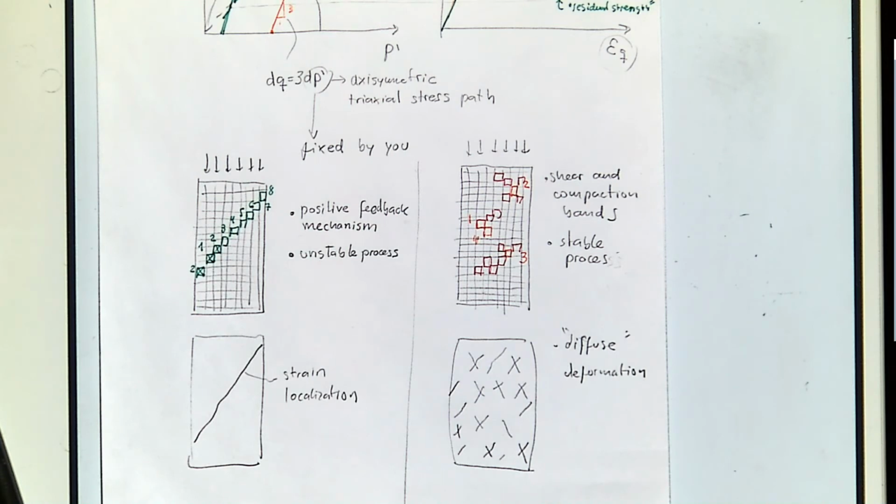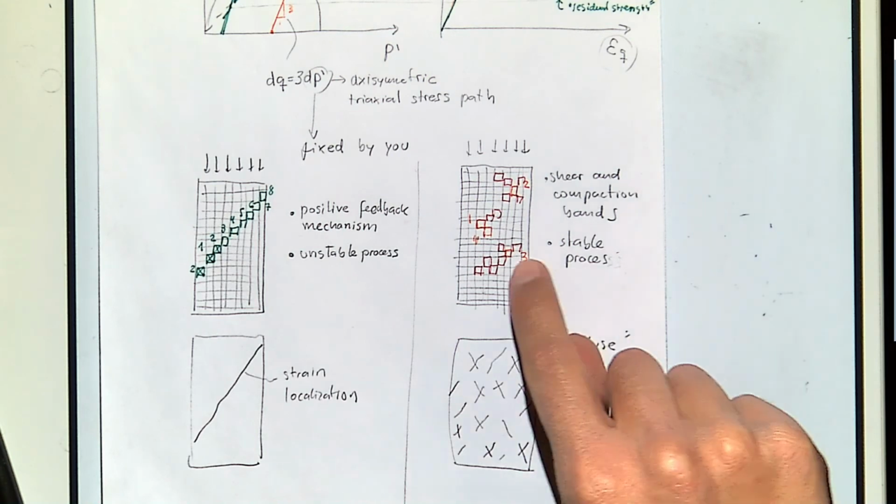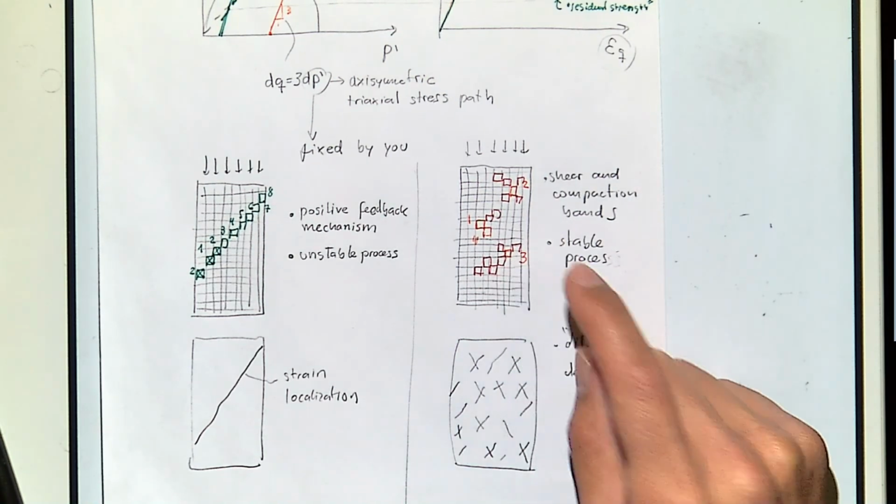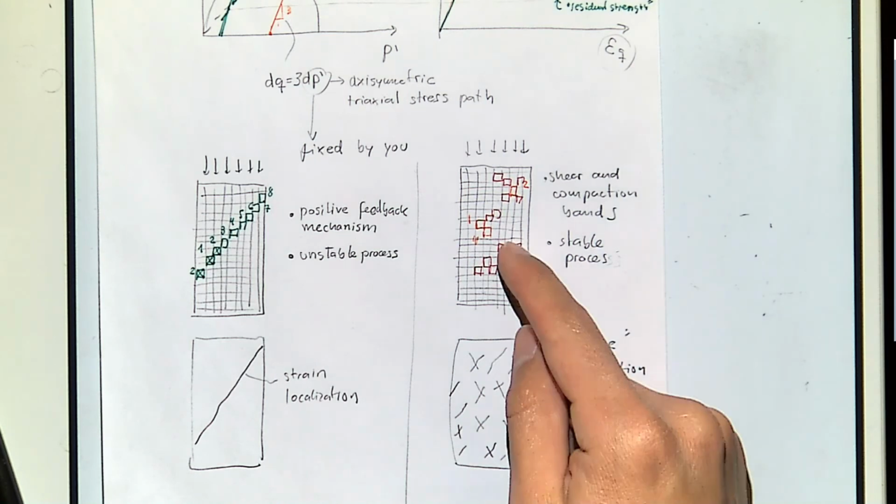No. So what is the shear band? The shear band is going to be a location in which shear and compaction happen together, and usually it might also localize in some areas.